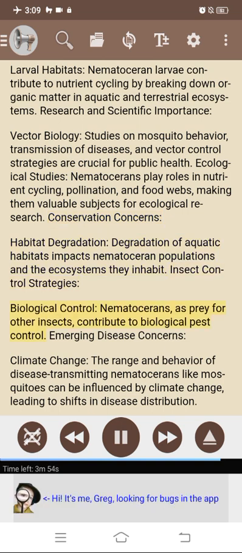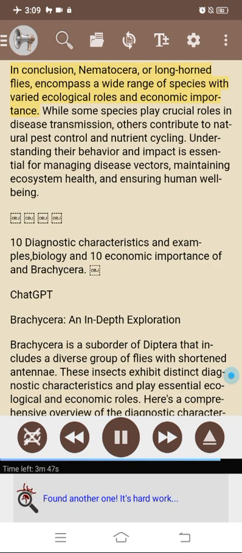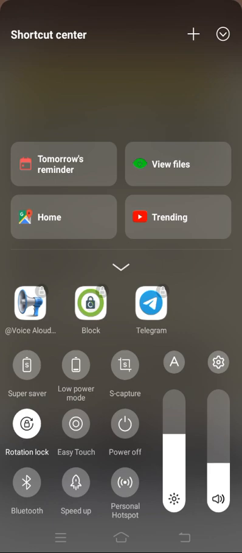Insect control strategies. Biological control. Nematodes, as prey for other insects, contribute to biological pest control. Emerging disease concerns. Climate change. The range and behavior of disease-transmitting nematodes like mosquitoes can be influenced by climate change, leading to shifts in disease distribution. In conclusion, nematodes, or long-horned flies, encompass a wide range of species with varied ecological roles and economic importance.